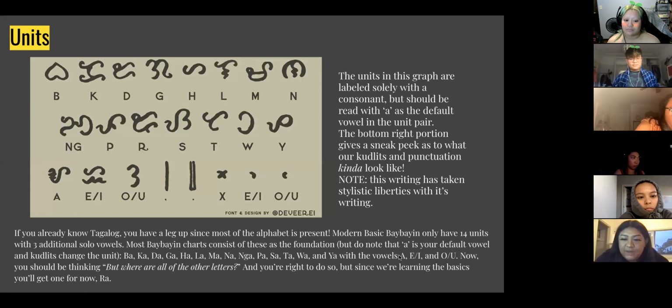And then the solo vowels are A, something written or spoken as like E or I, and then something read as O or U. And now you should be thinking, where are all of the other letters? And you are right to do so. But since we're just learning the basics right now, you'll also get one more letter, which is Ra. I know that that is put here, but in most of the charts you might not find it. So just kind of as a heads up.